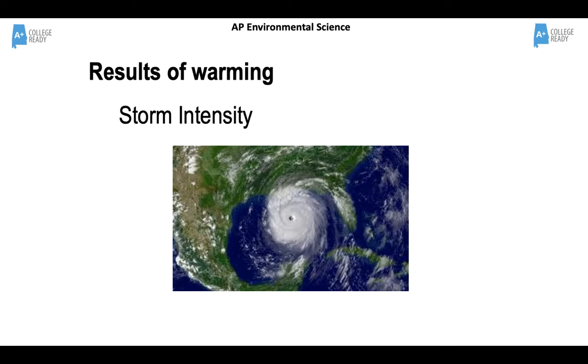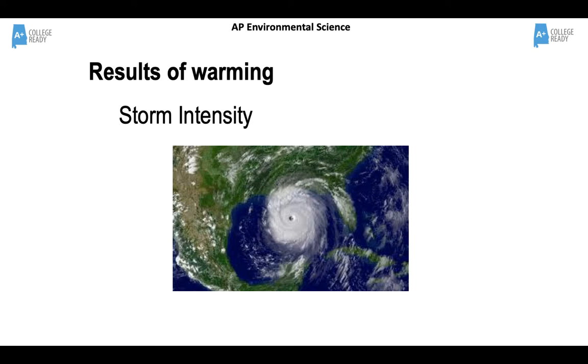Another result from warming is going to be not necessarily an increased number of storms, but the increasing intensity of storms and hurricanes, as predicted by the IPCC, which is the International Panel on Climate Change. That is a collection of scientists from around the world that get together every few years and compile and pore over all the data that has been collected since the last meetings that they've had.